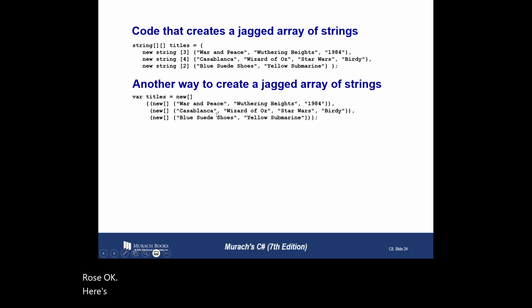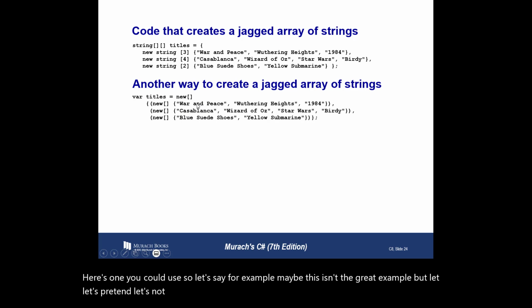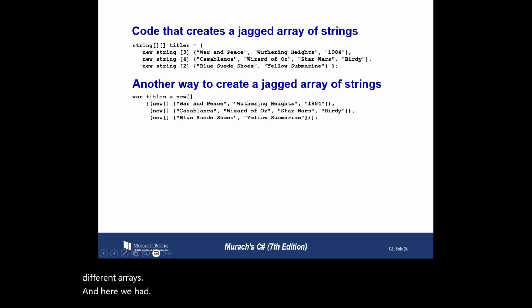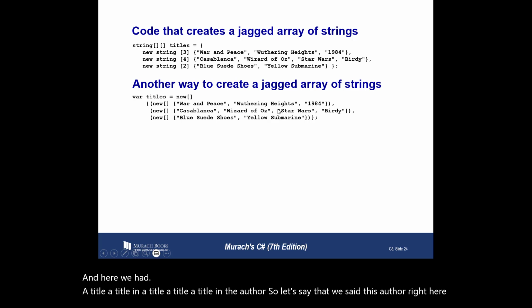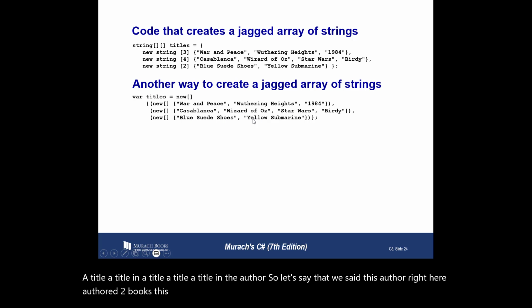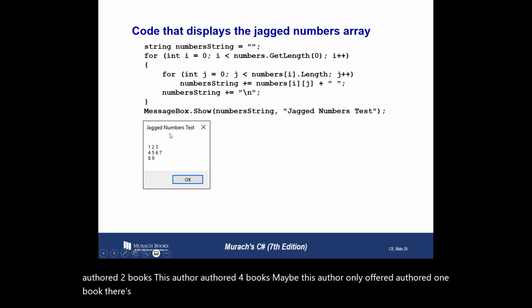Here's one you could use. So let's say, for example, maybe this isn't a great example, but let's pretend we had here 2 different arrays, and here we had a title, and the author. A title, and the author. So let's say that this author right here authored 2 books, this author authored 4 books, maybe this author only authored 1 book. There's a lot of ways that you can use this. They show you an example here.